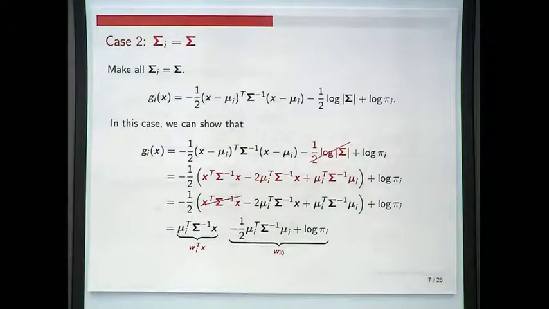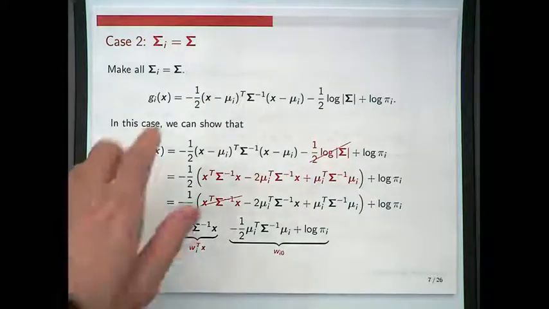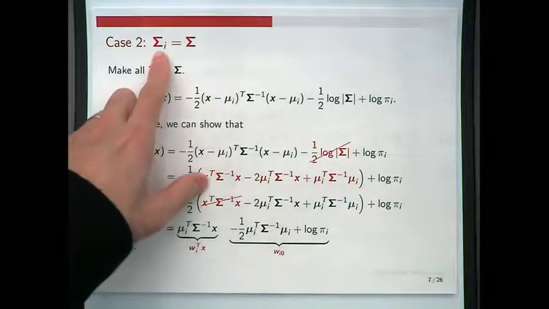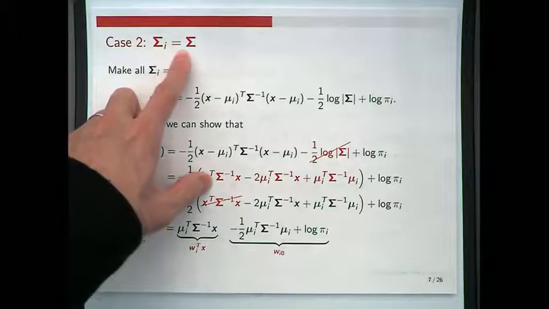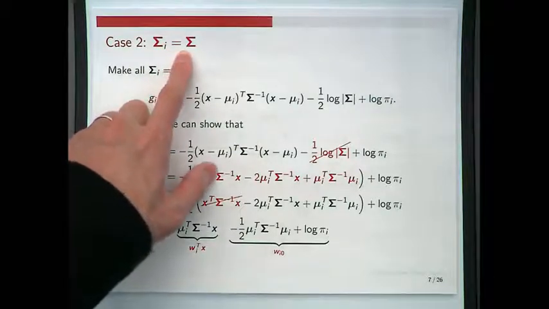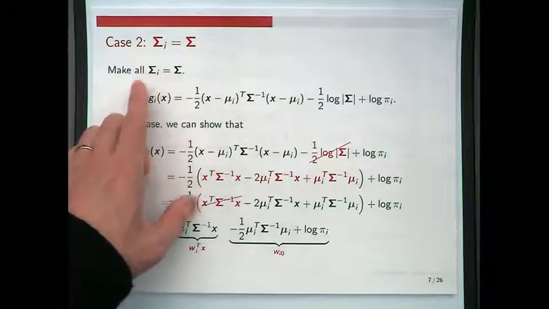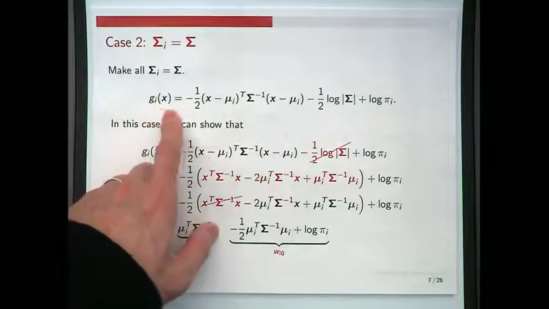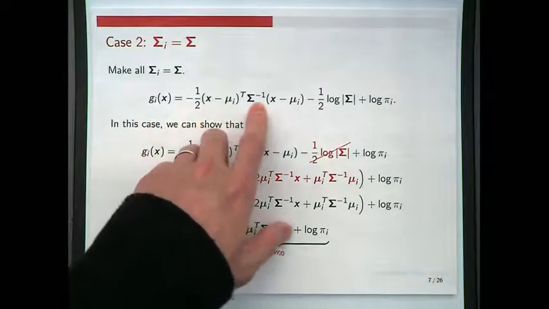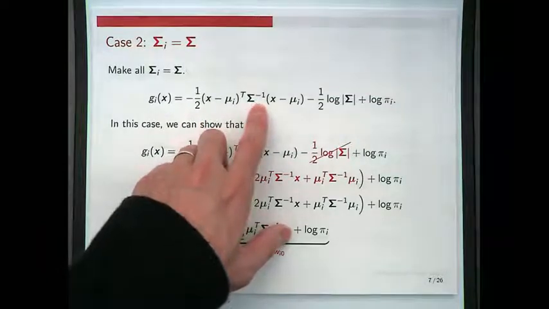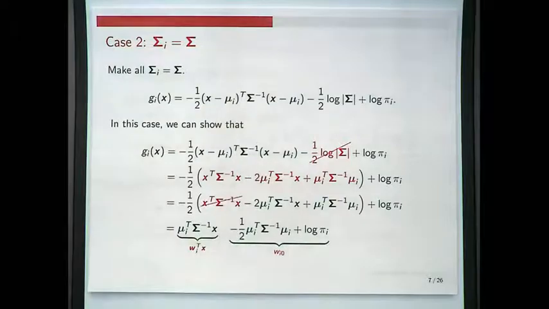Now, we are going to look at case 2. In case 2, we are going to assume that the covariance matrices are no longer identity. However, they are still the same. When this happens, you can rewrite the discriminant function as follows. Instead of writing a sigma I, you just replace it by sigma. Class I and class J have the same sigma.